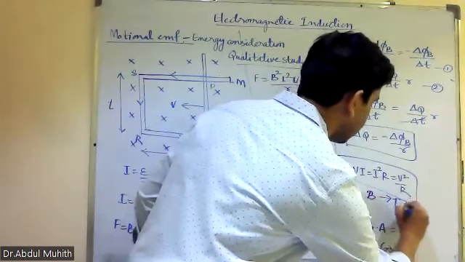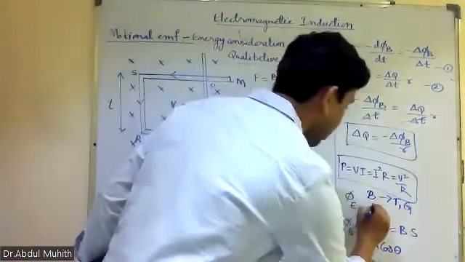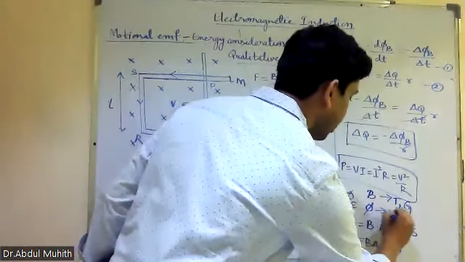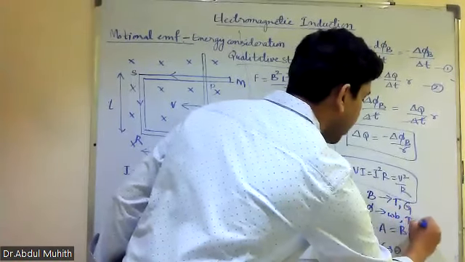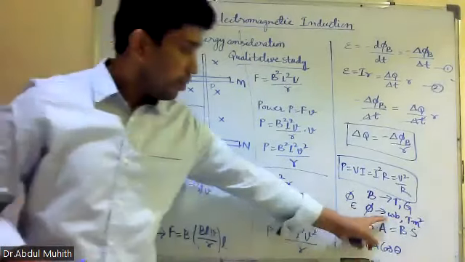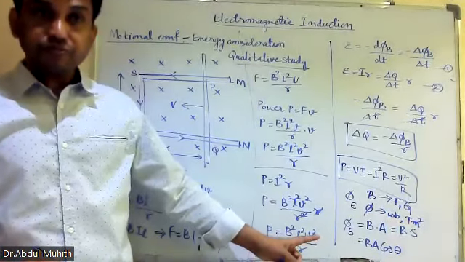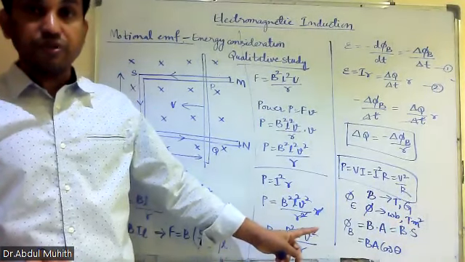Magnetic field is measured in Tesla or Gauss, but magnetic flux is measured in what? Weber, or Tesla meter square. Understood? Is that clear? Yes, sir. So Weber or Tesla meter square. Is it clear, all of you?